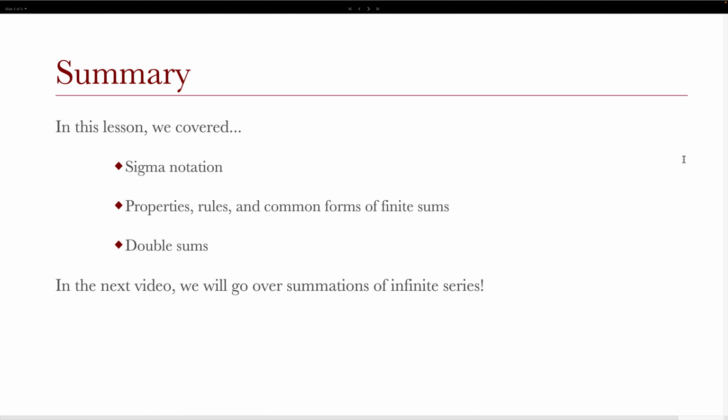Now, this was a fairly short lesson. However, in it we covered sigma notation, some properties, rules, and common forms of finite sums, and double sums. In the next video, we'll go over summations of infinite series.